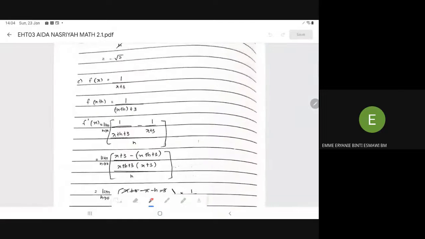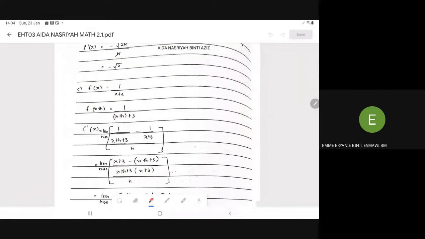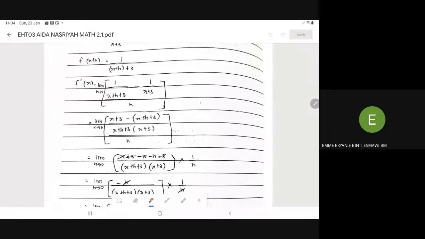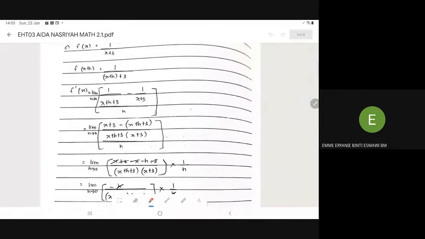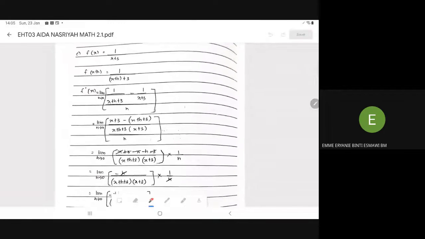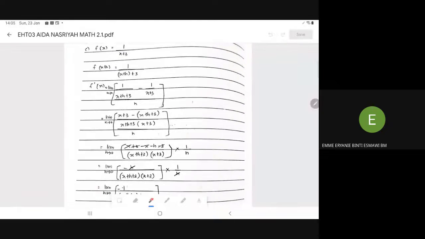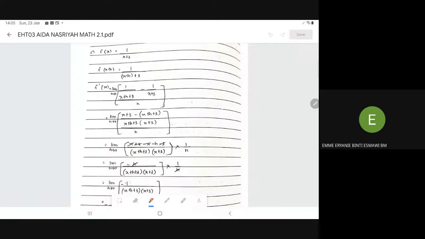Okay guys, so this is tutorial 2.1, question number 1E. I'm going to explain this further because some of your friends could not understand how to find the first principle if the function is a fraction.